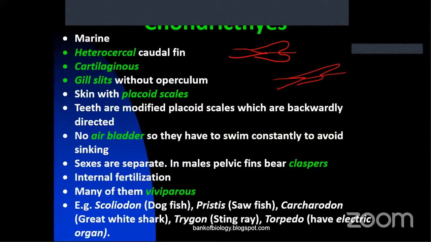Then their endoskeleton is cartilaginous. Gill slits without operculum, that means open gill slits. Skin is with placoid scales. Remember this. Then teeth are modified placoid scales which are backwardly directed. You would have seen this in sharks. No air bladder, so they have to swim constantly to avoid sinking.